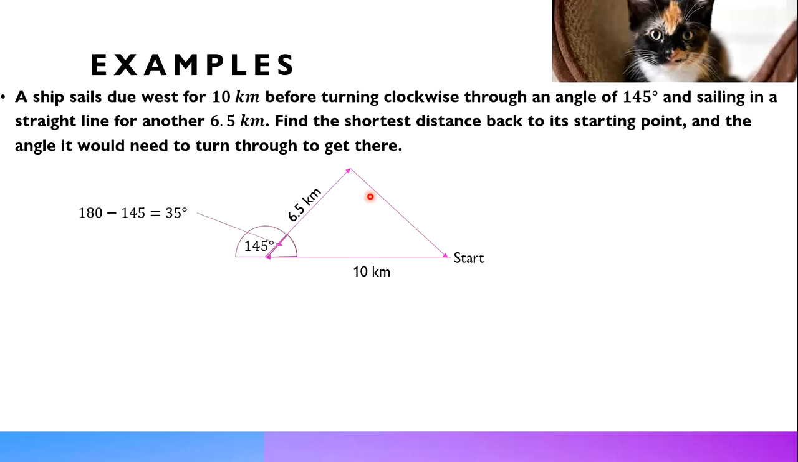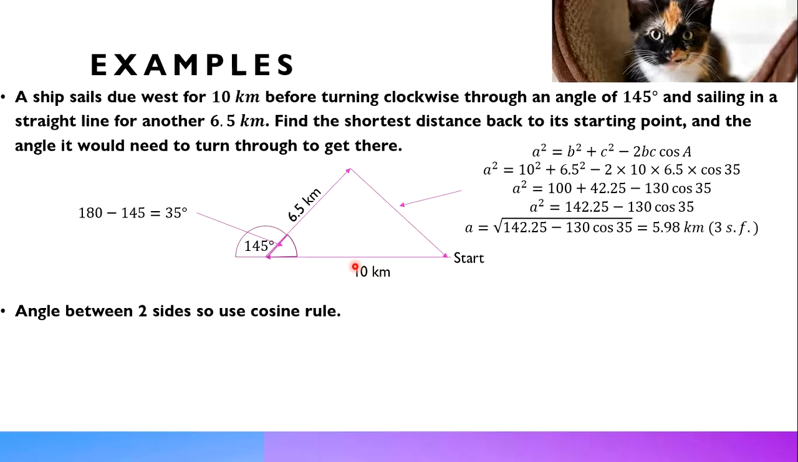First up though, to make our life easier, we want to find an interior angle. So we're going to do 180 minus 145, which gives us 35. You can see here, straight line, angles on a straight line add to 180. So 145 plus this must be 180. That's why we do that. So now, as you can see, we've got an angle between two sides. So we're going to use the cosine rule.